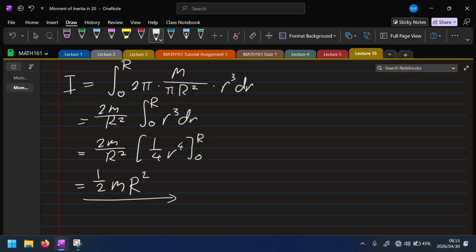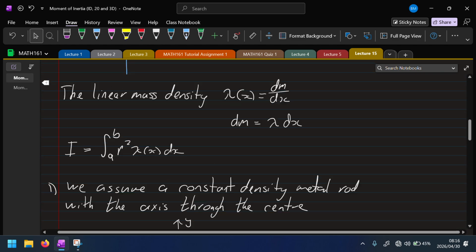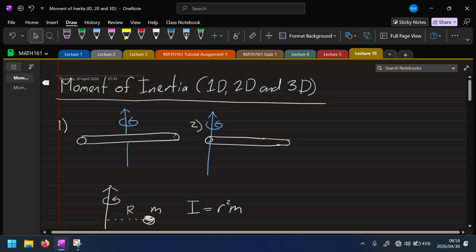Okay, we have that. Now for example 2, we're going to look at something very similar, but the idea is the same as we did last time, where the mass is distributed more to the center or more outside. We're going to look at that case.